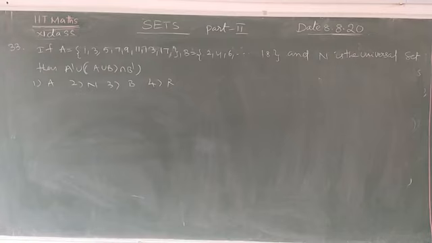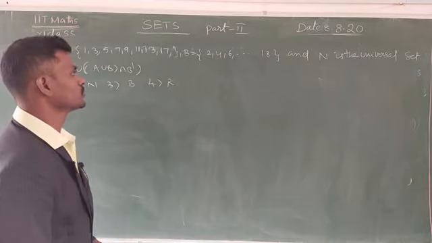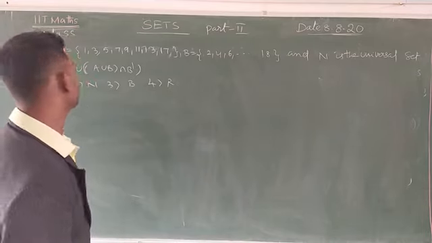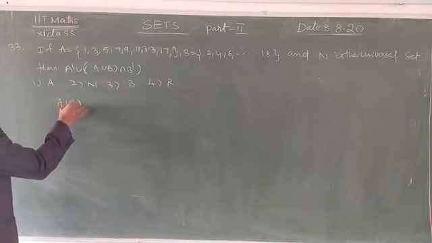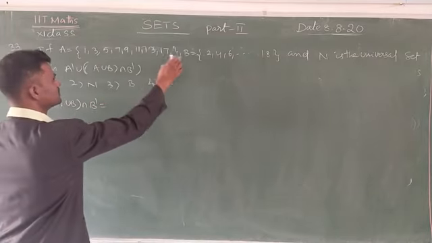Okay, next problem 33. If A is equal to the set of 1, 3, 5, 7, 9, 11, 13, 17 and B is equal to 2, 4, 6 and so on up to 18, and N is the universal set, then find (A union B) intersection B dash. First, find what is given in the bracket, A union B.